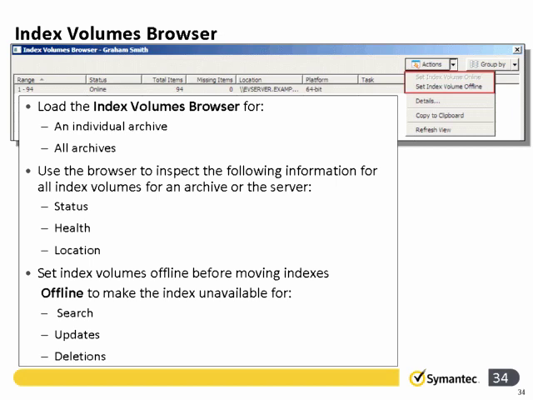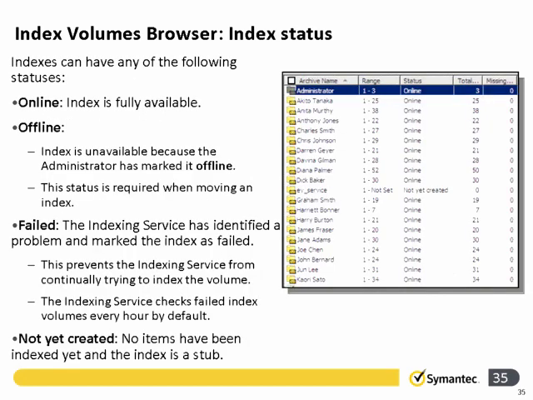And when you do take it offline, that index will be unavailable for any search, any update, or any deletion. As we mentioned, also, if you do open up the index volumes browser, it can show you a status. In this particular example, we have a couple statuses displayed, online and not yet created. There's actually a total of 4 different statuses that you can see for an index volume.